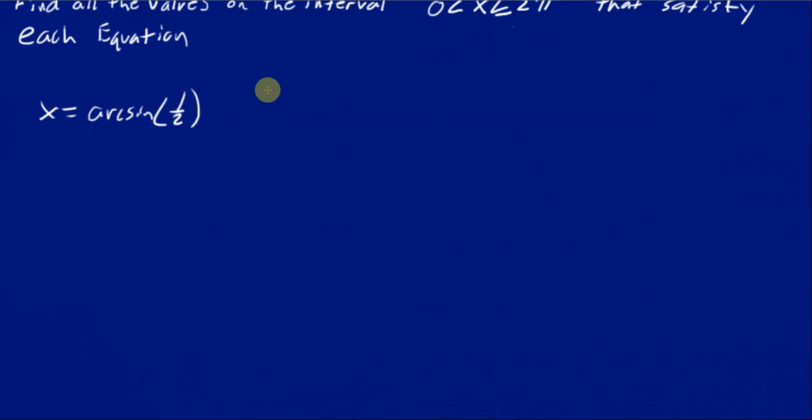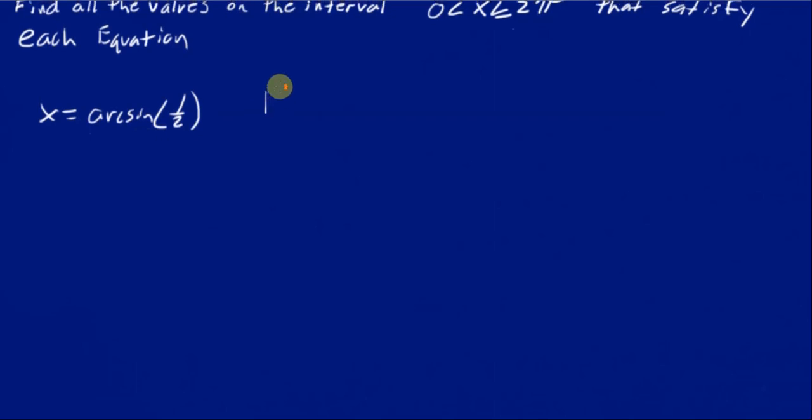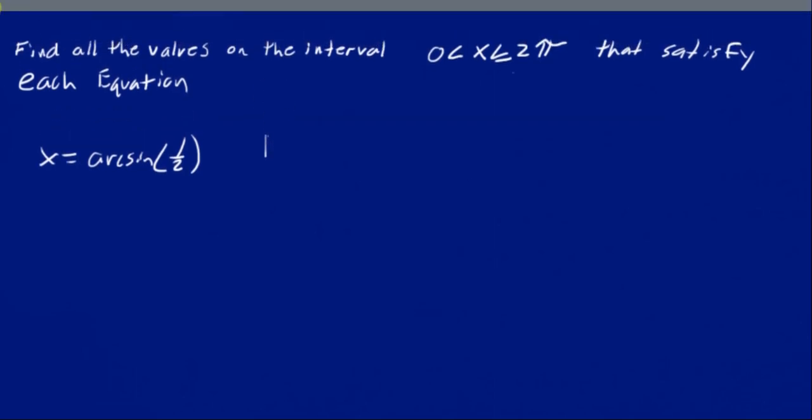So that's why this says find all values on the interval from 0 to 2 pi. And notice it's non-inclusive on the 0 side, inclusive on the 2 pi side. We don't want to repeat that positive x-axis. That satisfies this equation. So basically what this is asking is, what angle has the sine of 1/2?